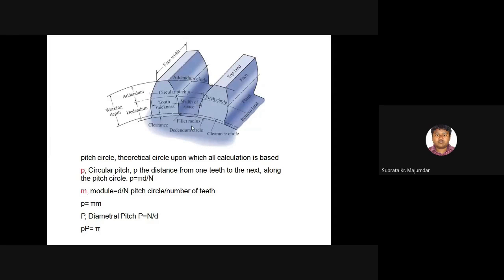Now becoming the total depth or working depth. Any queries? Acha, I am not hearing anything. Okay, tell me.